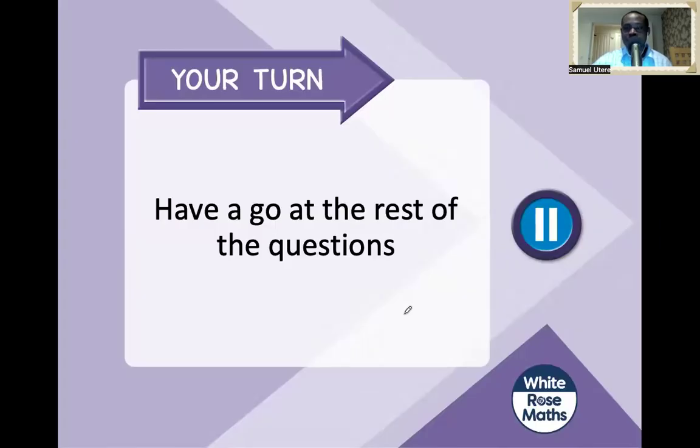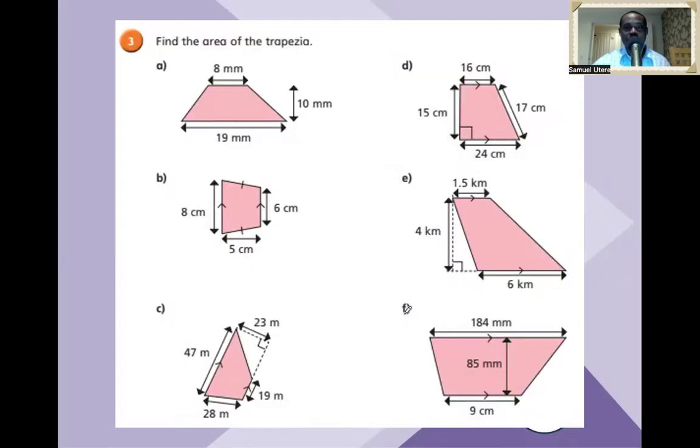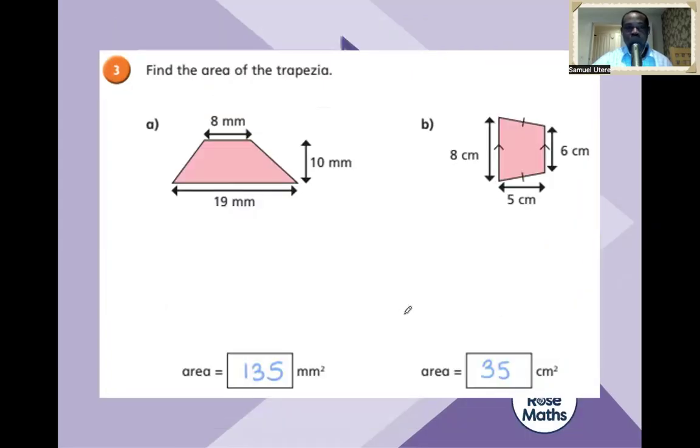All right, it's time for you to practice the other parts of the other questions in this segment of the lesson. So pause the video and answer question 3 in 5 minutes. Okay, assuming you've paused the video and you've answered question 3, here are the answers. So mark your work and celebrate your success.